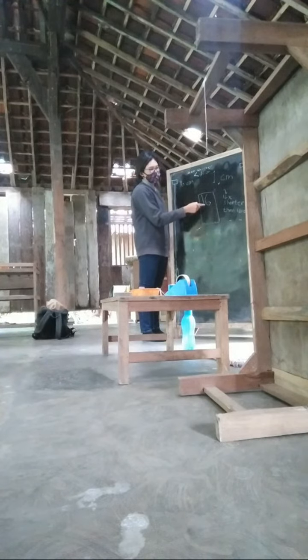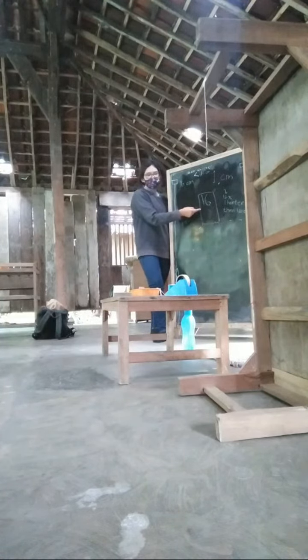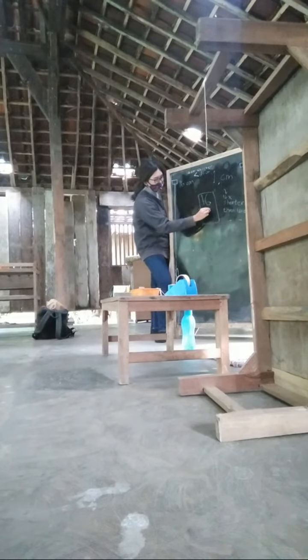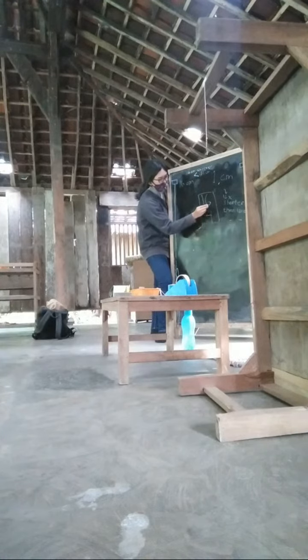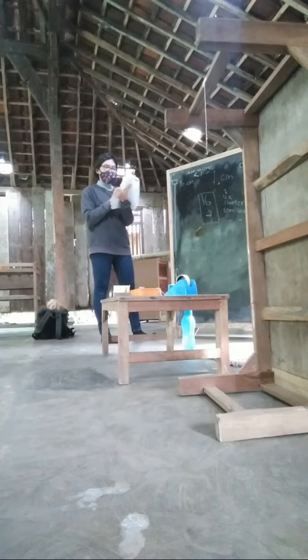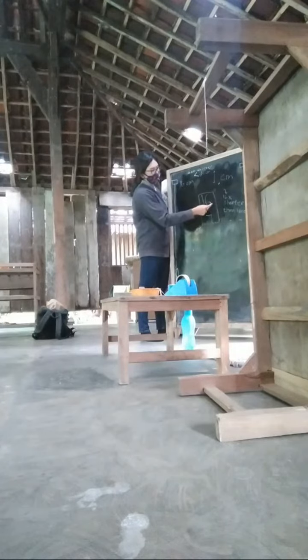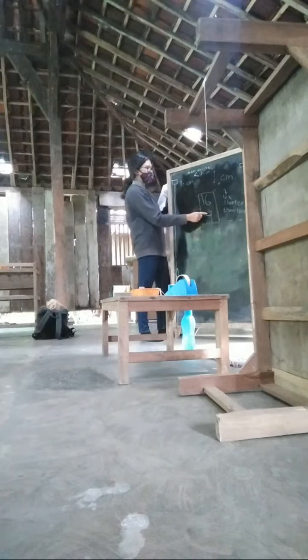We have 16. What will the below number be? Do you remember? If we have 16 above, what number will be below? 1 times what equals 16? 1 times 4. Yeah, you're right. So we have 16 and 4.